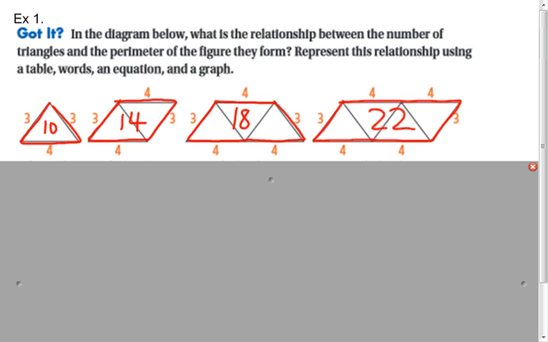So there's two things that this question is asking about. It's asking about the number of triangles and the perimeter. So those are going to be my two variables. Now, which one was I changing? I was changing the number of triangles. Okay?